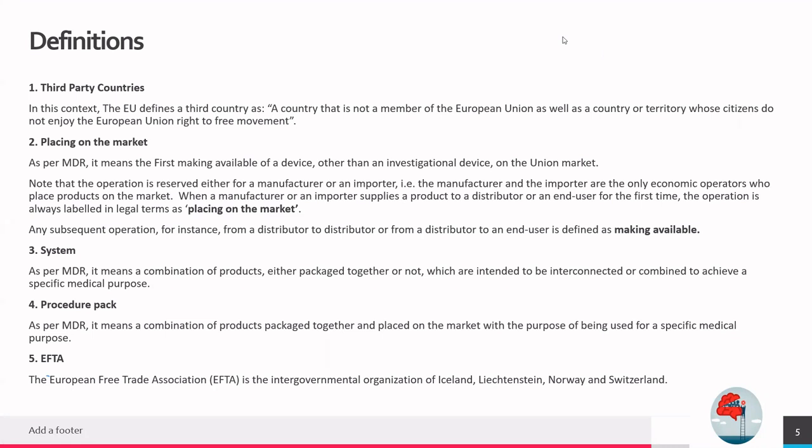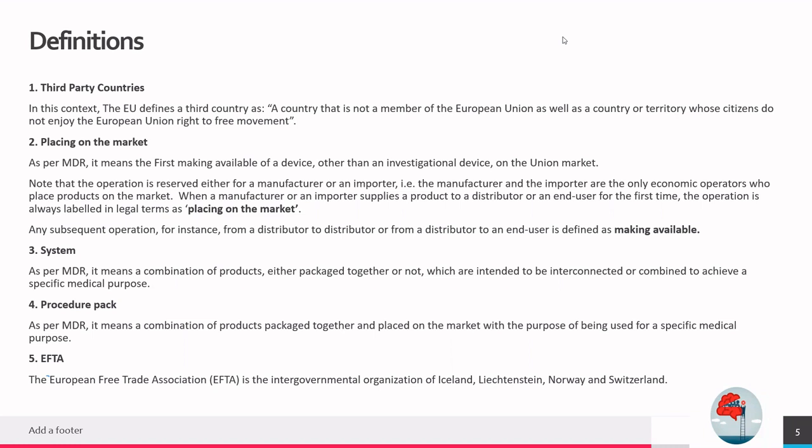Could you please give examples of systems and procedure packs? Right, of course. And, hi ma'am, are you also including EU MDR or only Indian MDR? So guys, as I said, I am talking about only EU MDR and IVDR, European guidelines, not Indian MDR.